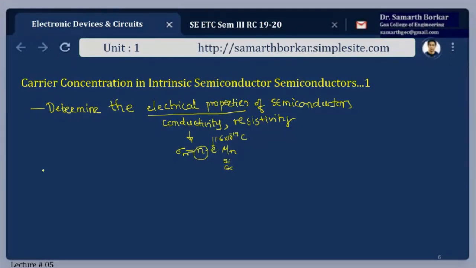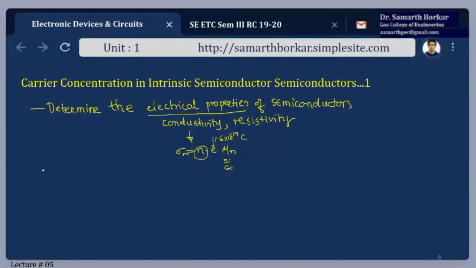To analyze semiconductor devices, the title of the subject itself is electronic devices and circuits. If I want to analyze the semiconductor devices, we need to know how many charge carriers are available. So again, some kind of modeling is required here. We have to develop equations for the hole concentration and electron concentration. So finally, the objective of this entire derivation is to develop equations for hole concentration and electron concentration.